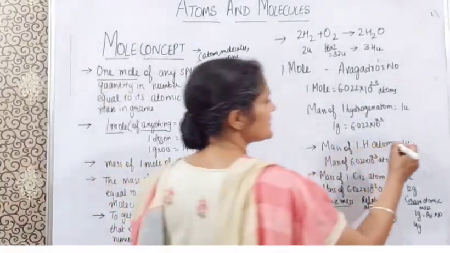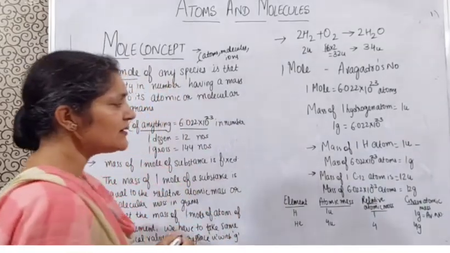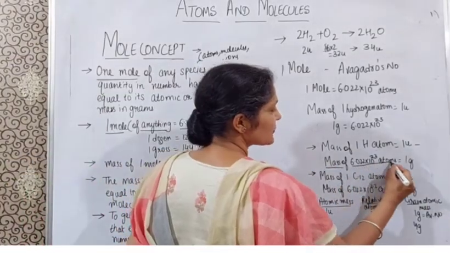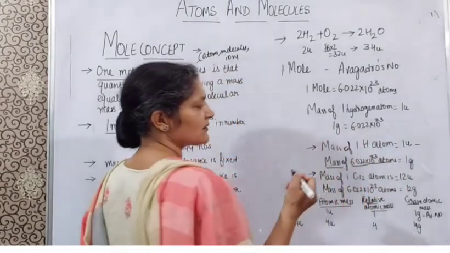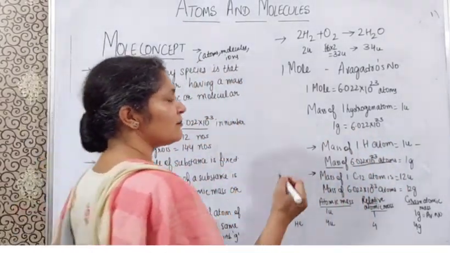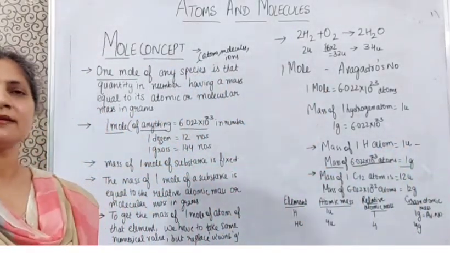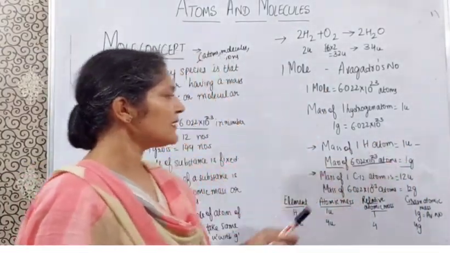We know its mass is 1 U, right students? So what will be the mass of 6.022 into 10 raised to power 23 atoms? It will be 1 gram. We have just changed the units. The mass will remain the same.